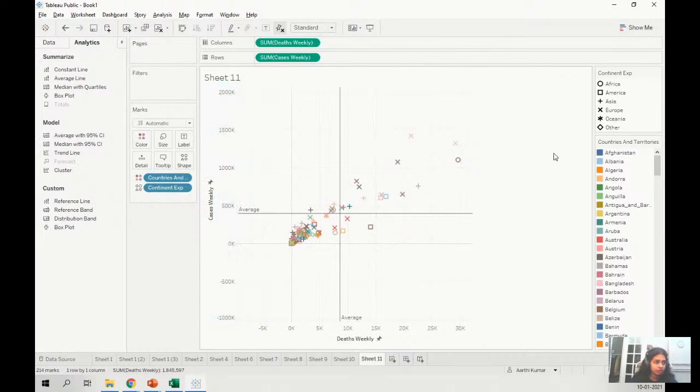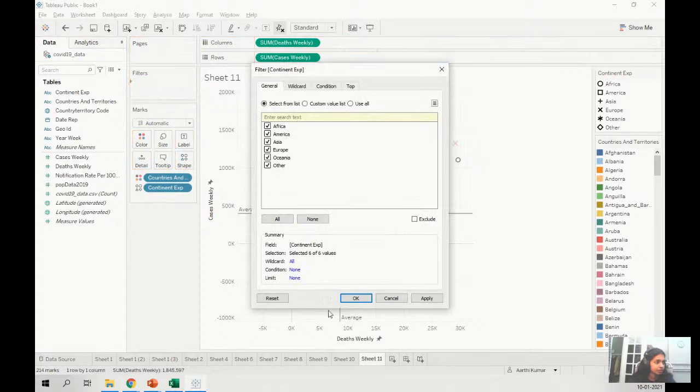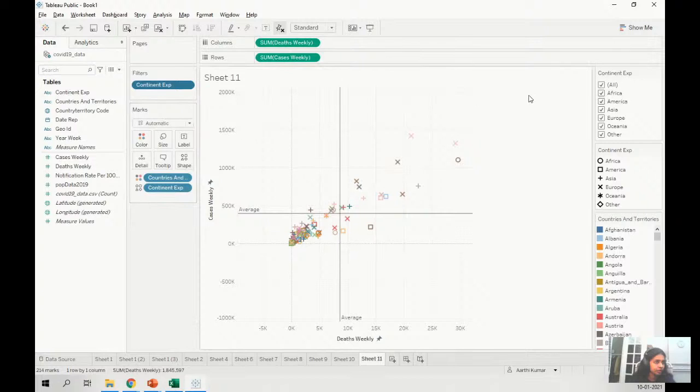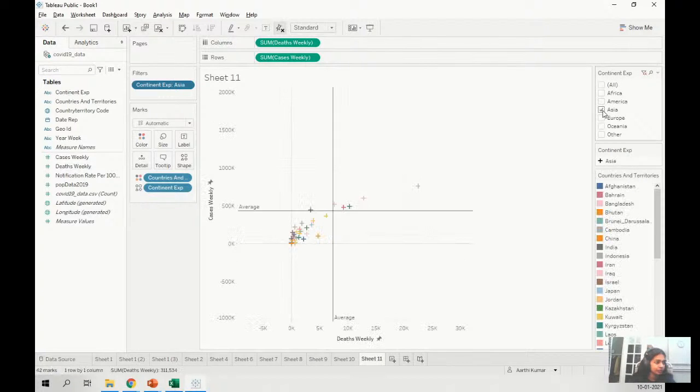So this is where you can use a scatter plot. You can probably compare where it belongs in above average or below average, put them in a quadrant to understand, let's say, which countries are having a high death rate and high infection rate, etc. One more feature here, what you can do is you can add the continents to the filter, right? Add it to the filter. I'm going to say show filter. So here, if I select, let's say only Asia, right? So you have Indonesia over here.